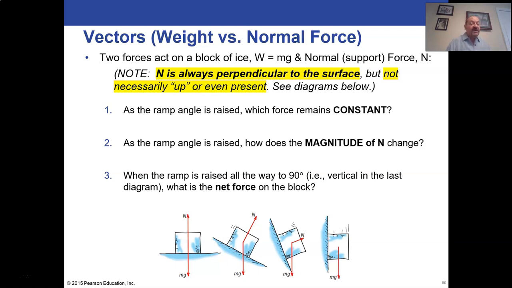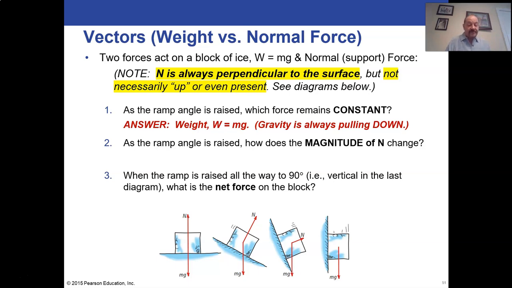But the normal force depends on the surface that the object is sitting on. And so look at the first question here. As the ramp angle is changed, which force remains constant? If you look at the sizes of the arrows, you can see the weight force, W equals mg, mass times gravity, is the same every time. Why? Because it's not changing its weight. Whatever orientation it's in, the block has the same mass, there's the same gravity, so it has the same weight.